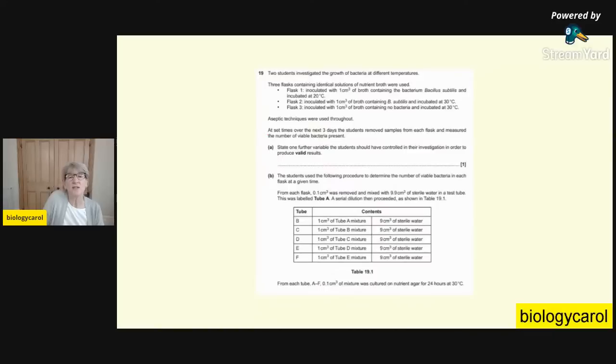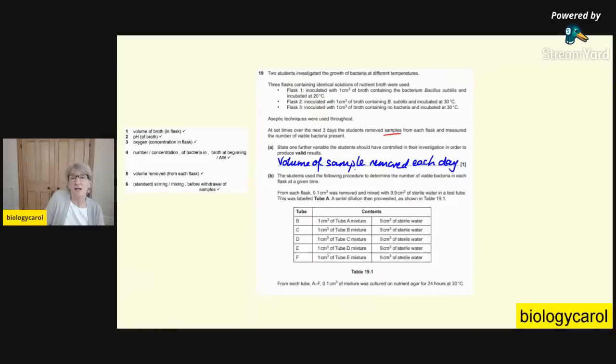At set times over the next 3 days, the students removed samples from each flask and measured the numbers of viable bacteria present. State one further variable that they should have controlled in order to produce valid results. In other words, you are investigating what you think you're investigating. And the obvious one to me is that these samples need to be of a controlled volume. Those volumes have got to be the same. And that was mark 0.5. So I got that mark.